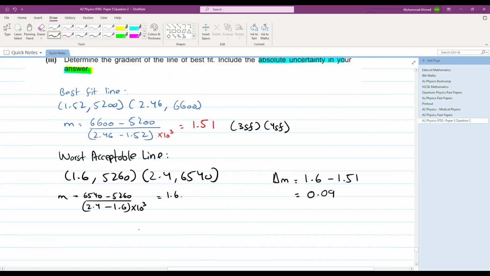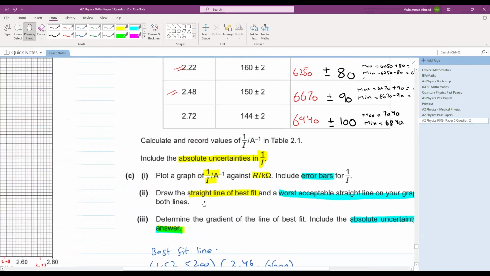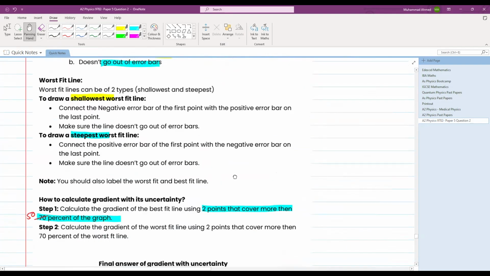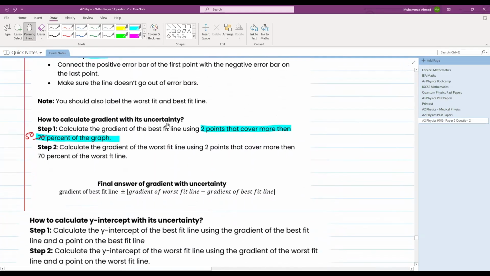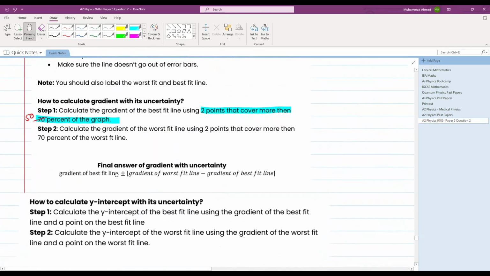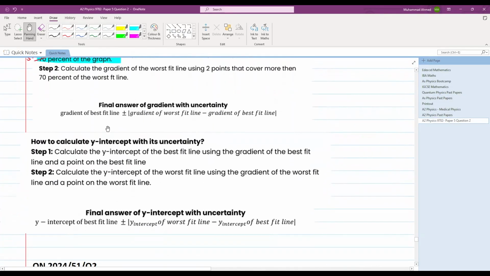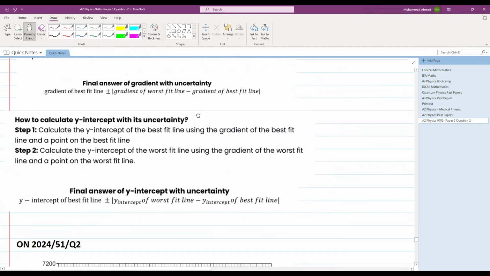You have the actual value of gradient as well. How will you write it? 1.51 plus minus 0.09. If you, God forbid, forget this procedure, what will you do? It is written simply here. How to calculate the uncertainty in the gradient? Calculate the gradient of the best fit line, then calculate the gradient of the worst fit line. The final answer is the gradient of the best fit plus minus the gradient of the worst fit minus the gradient of the best fit line. This is the entire procedure.